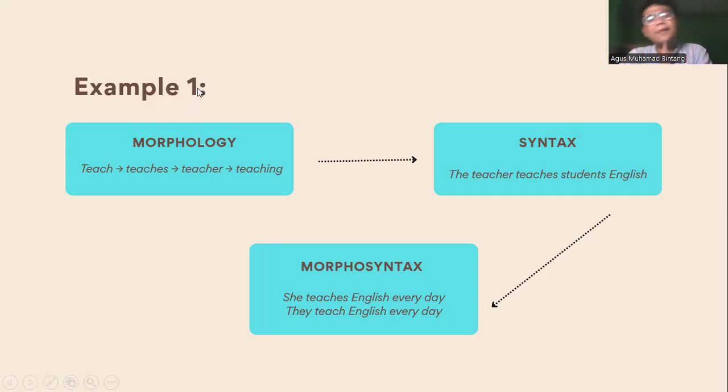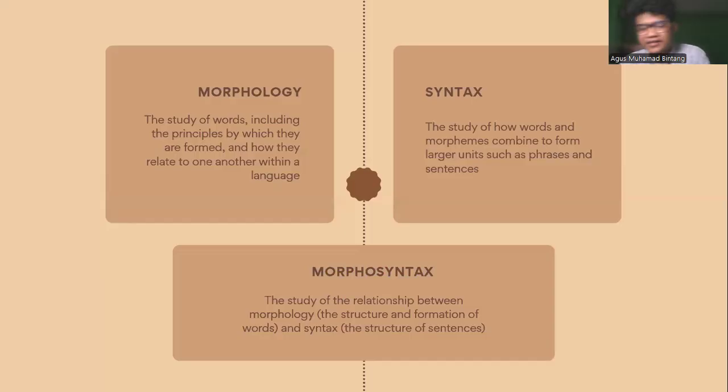So in example one, morphology is like adding a suffix at the end. For example, teach can add s at the end to be teaches, could add er at the end to be teacher, and could add ing at the end to be teaching. That is morphology: how the word can be changed with a suffix or other additions.